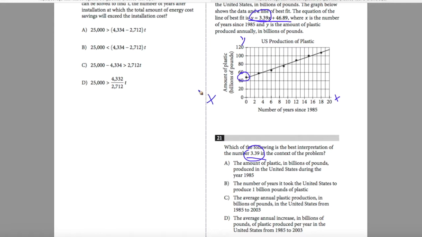For your y = mx + b formula, I see that it is increasing, and I see that it is according to a rate. So I'm going to be skimming my answer choices, looking for words like per, and words like increase, where it builds upon something. So A, the amount of plastic in billions of pounds produced, nope. B, the number of years it took, nope. C, the average annual plastic production in billions of pounds of the United States from 1985 to 2003, nope. D, the average annual increase, yes. In billions of pounds, yes. Plastic per year, yes. So D is going to be my answer to question 21.